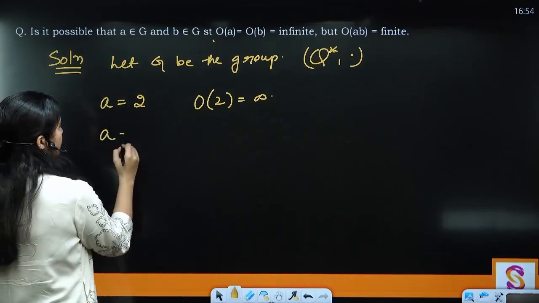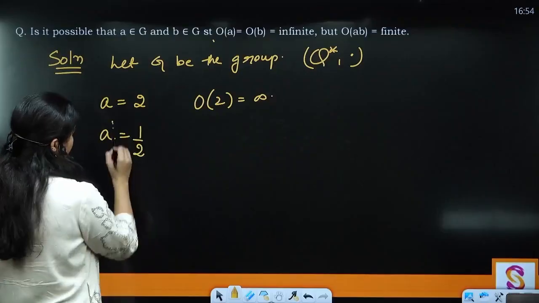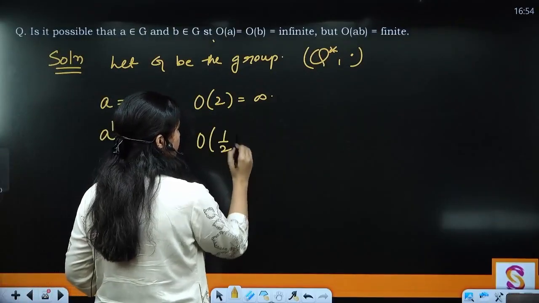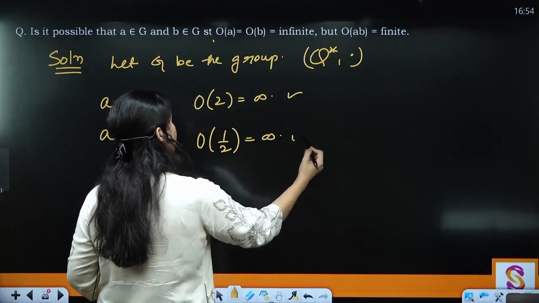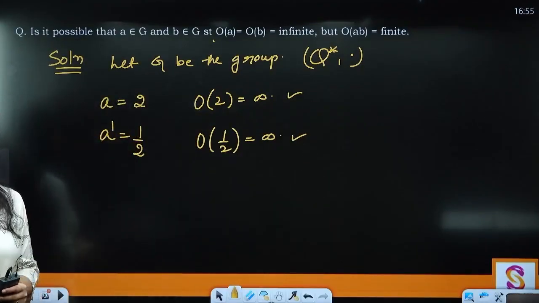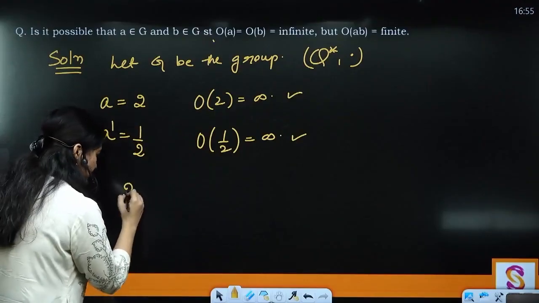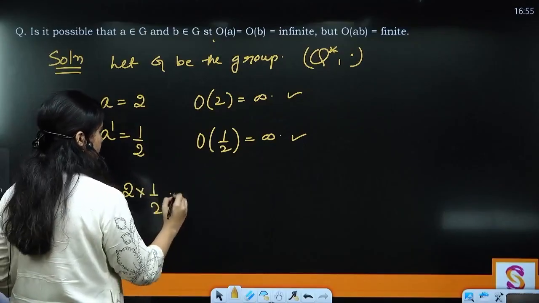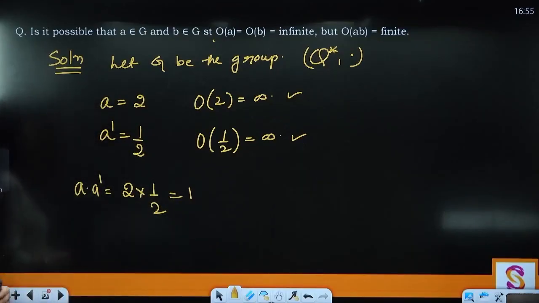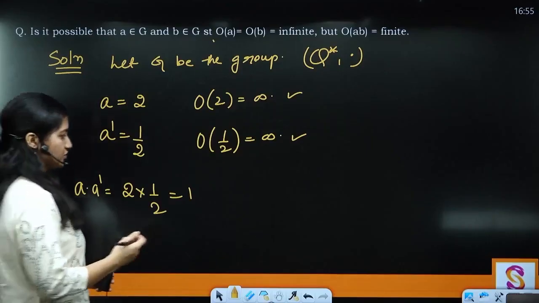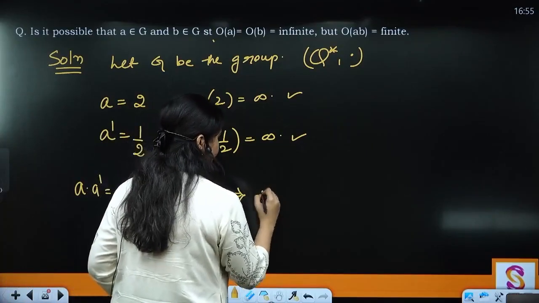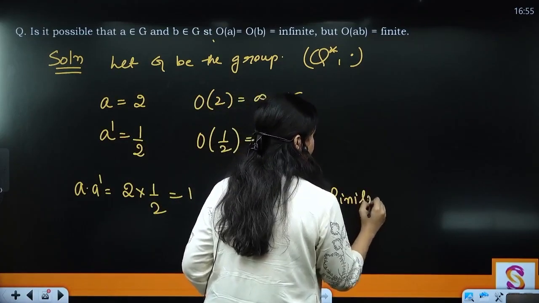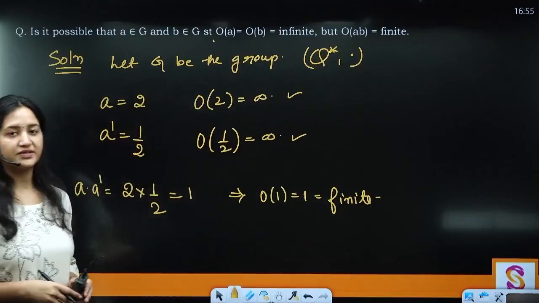Now let me take another one. A dash is half. Again, the order of A dash is going to be infinite. So order of A and order of B, both the elements, is infinite. But when I multiply these two elements, I get an element whose order is going to be 1. The order of this element is finite.